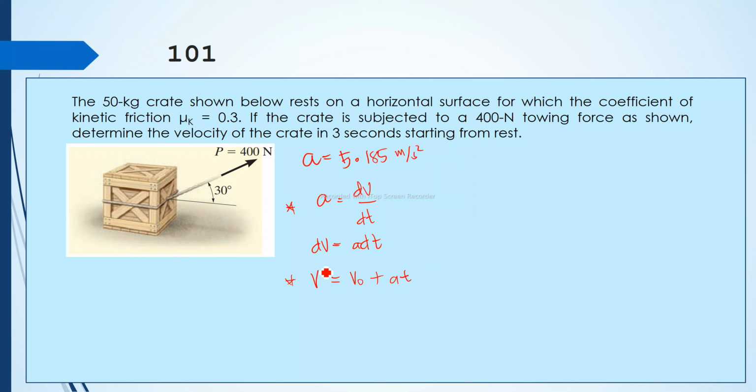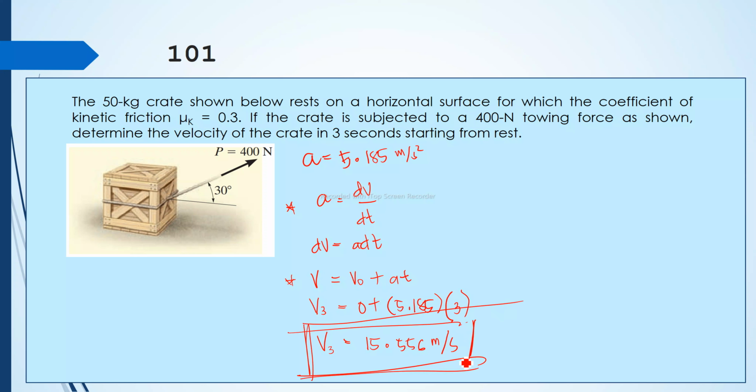Don't forget the given time, which is 3 seconds. Okay, the final velocity, or the velocity at 3 seconds. We have the initial velocity, the velocity at 0 is 0, plus the acceleration, 5.185 meters per second squared, times the time, that is 3 seconds. We can also get the velocity after 3 seconds, that is just equal to 15.556 meters per second. And then you already got your answer.